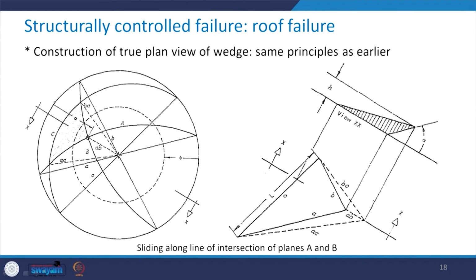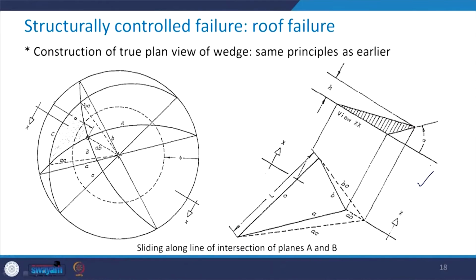Now, the construction of the true plan view of the wedge is done following the same principles which I already explained to you in detail in the first case, when the vertical line from the apex of the wedge was within the base of the wedge. So, you follow the same principle and you will be able to obtain the construction of the true plan view of the wedge that has been shown here in this figure.